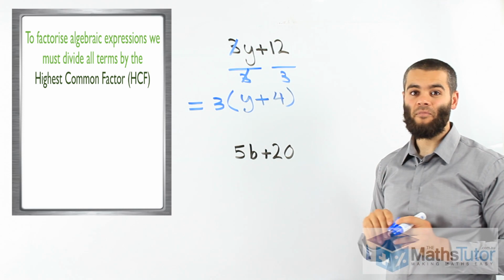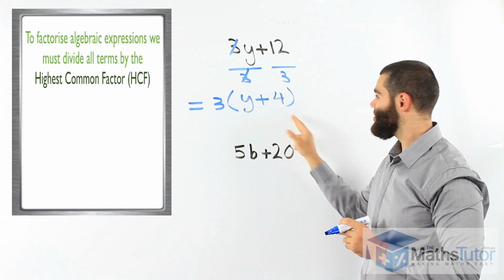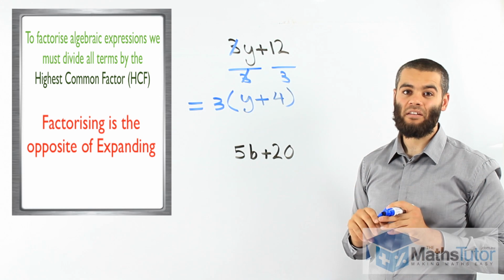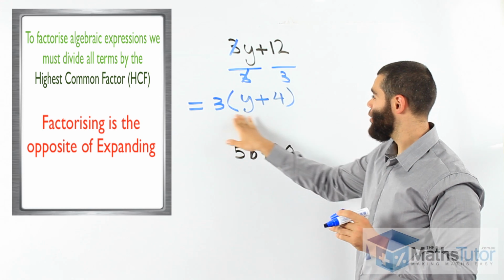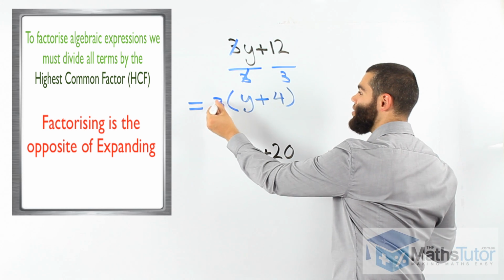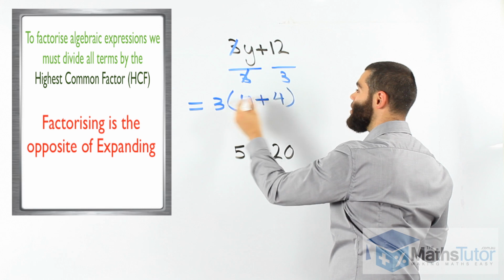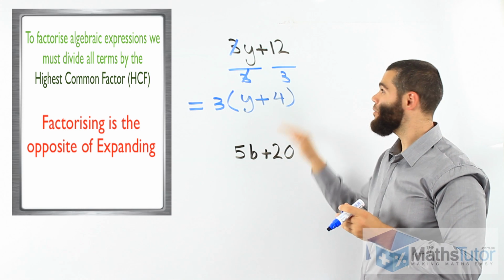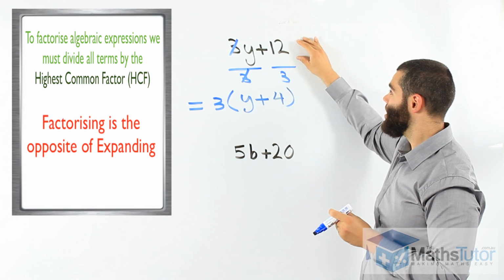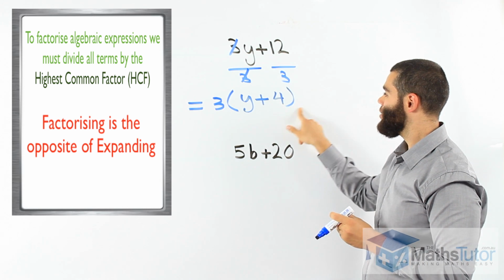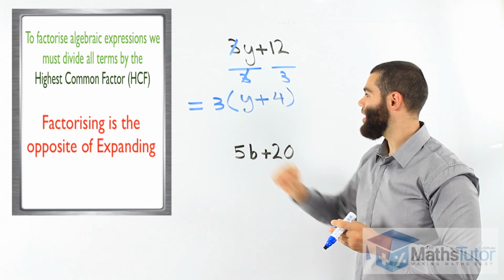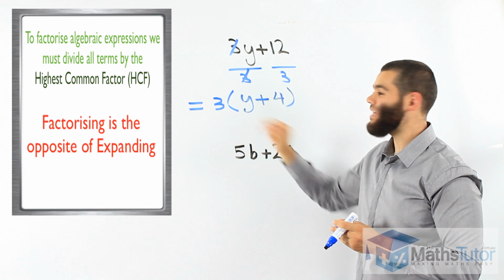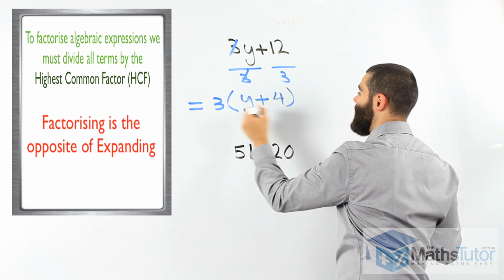Now, what do you notice here? You notice that we have brackets. Factorizing is the opposite of expanding. When we were expanding, we had our question like this, and we multiplied 3 times y, and we got 3y, 3 times positive 4, and we got plus or positive 12. So now we are going the other way around. We're going from here, and we are factorizing, and we go back to our form in brackets, where the highest common factor is outside, and we have our brackets and the y plus 4 inside.